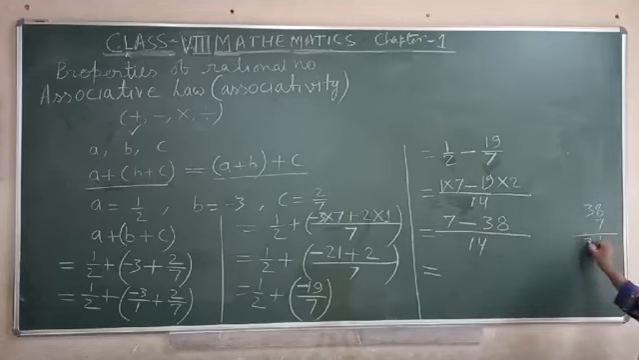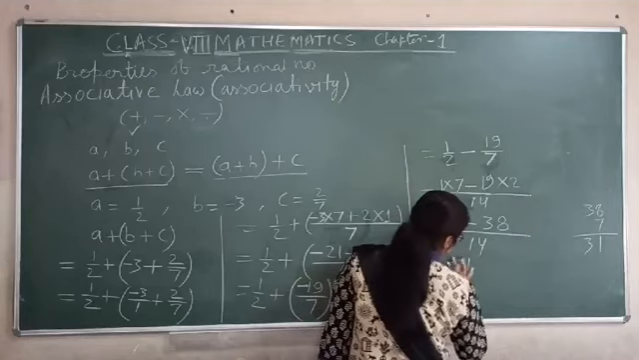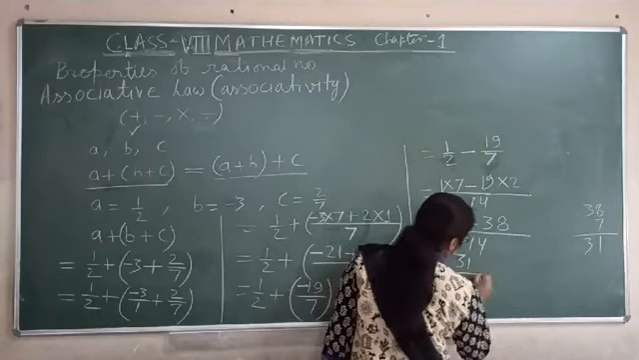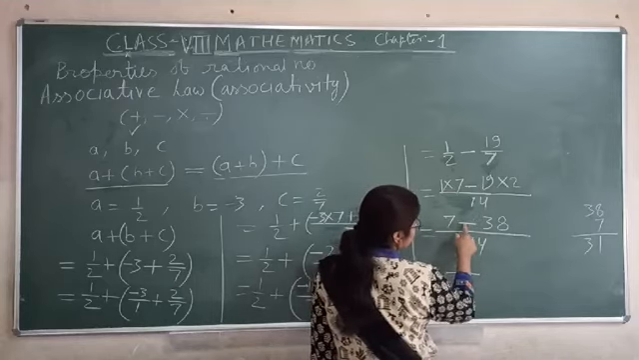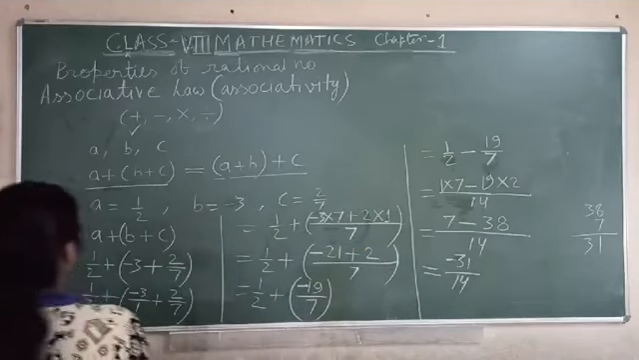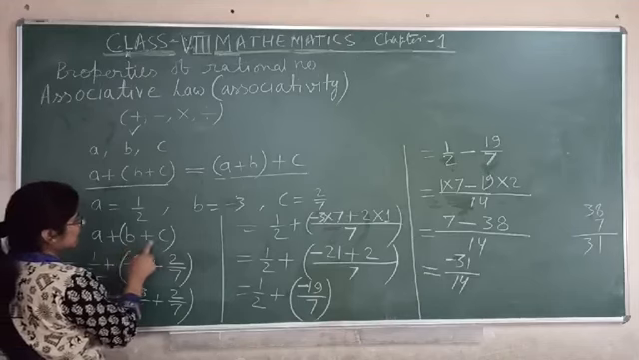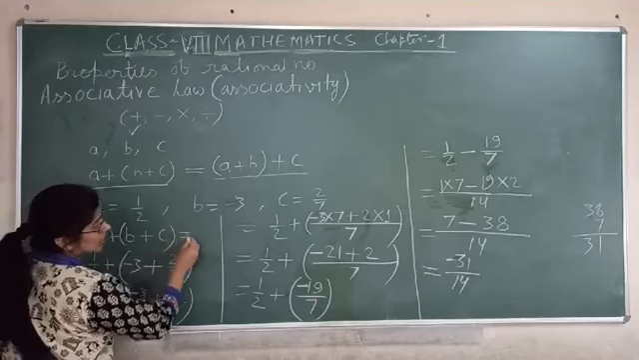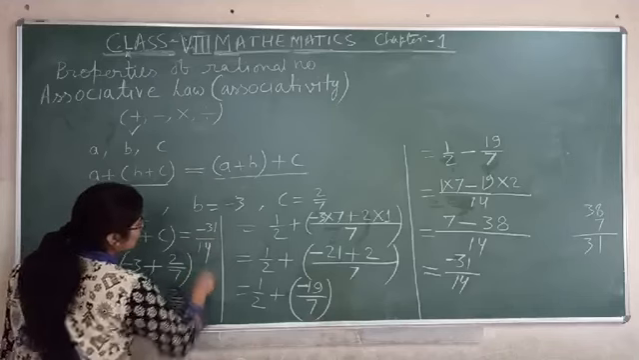Here 1 and here 3. You are getting 31. 31 you are getting upon 14. But look, this is negative, this is positive. Sign of greater number, so greater number here. So when you calculate A plus bracket B plus C bracket close, you are getting minus 31 upon 14.